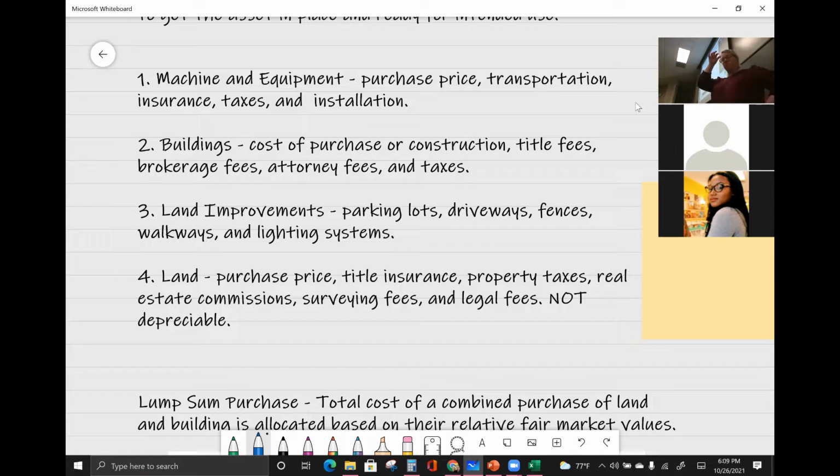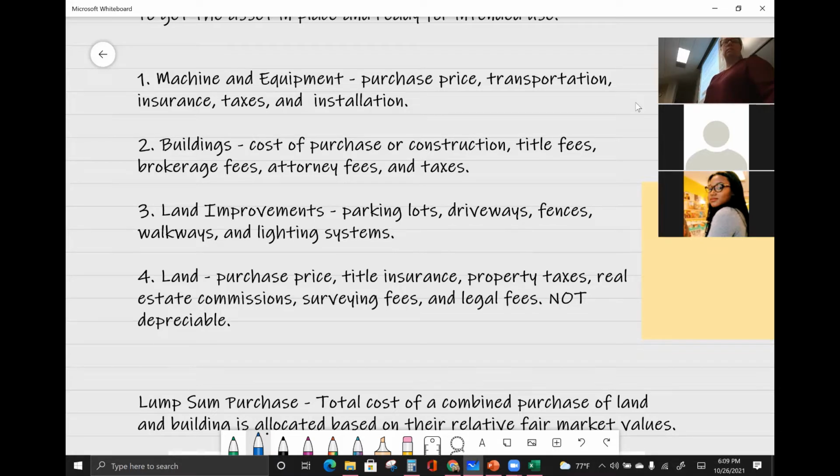Then you have land improvements, which are parking lots, driveways, fences, walkways, and lighting systems. So if we do any improvements, that would be considered the land improvement. We would also set that up as an asset, and we would set up some form of depreciation over time.